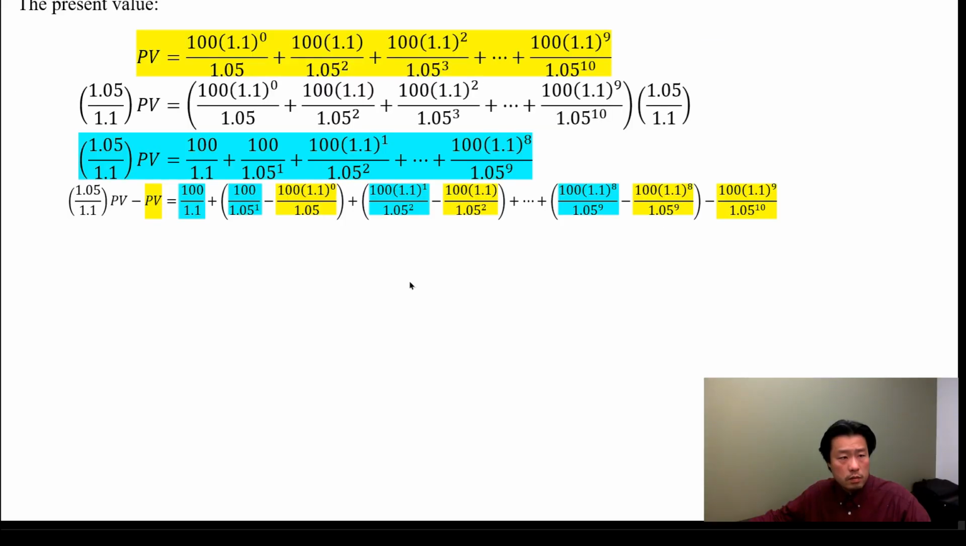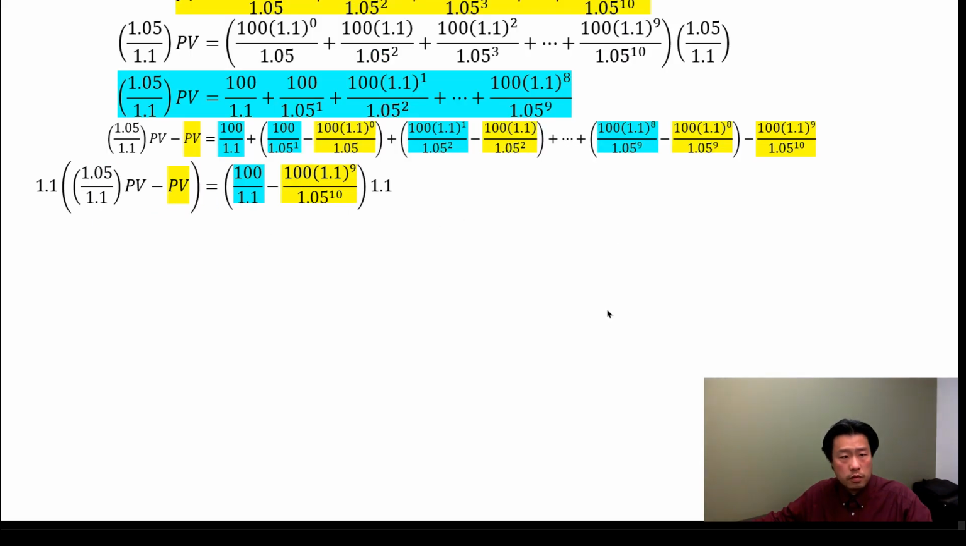Look at the equation here. The terms in blue come from the blue formula, and the terms in yellow come from the yellow formula. You'll see that many terms cancel out. The first term cancels out, the second term cancels out, and the last term cancels out. After eliminating all the terms that cancel out, the remaining formula is really simple. We can find the present value easily by manipulating the formulas.